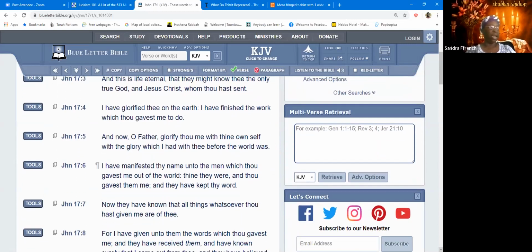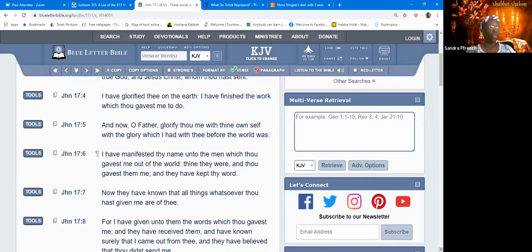I have glorified thee on the earth. I have finished the work which thou gavest me to do. And now, O Father, glorify thou me with thine own self, with the glory which I had with thee before the world was.